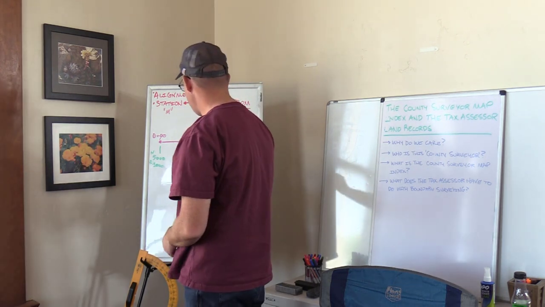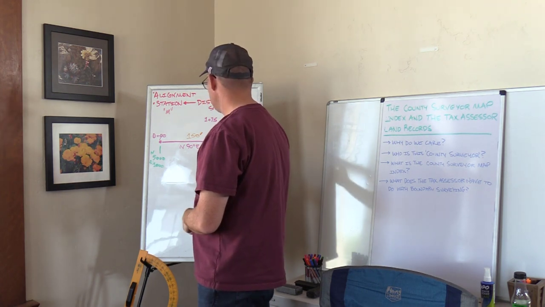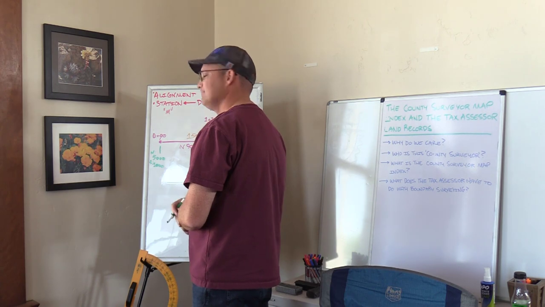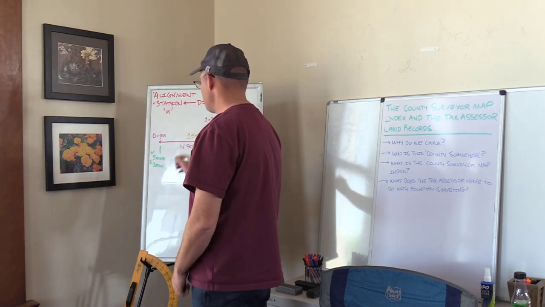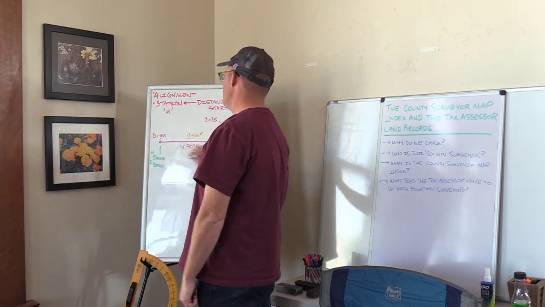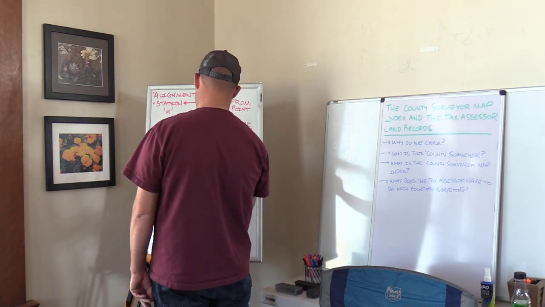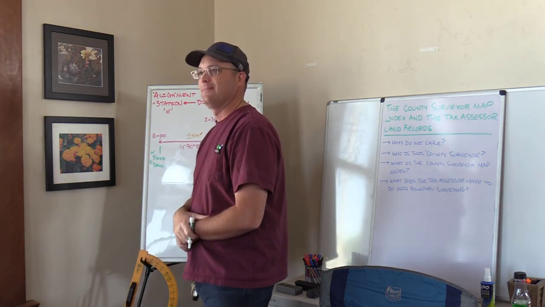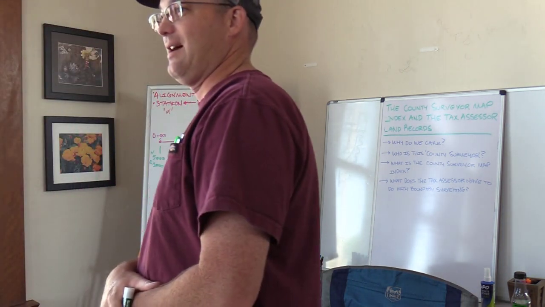Okay. All right, Austin, what's our easting for this station? 1,000. Nope. The easting's going up. We're moving east. So you add the feet. So 1,150. Does that make sense?